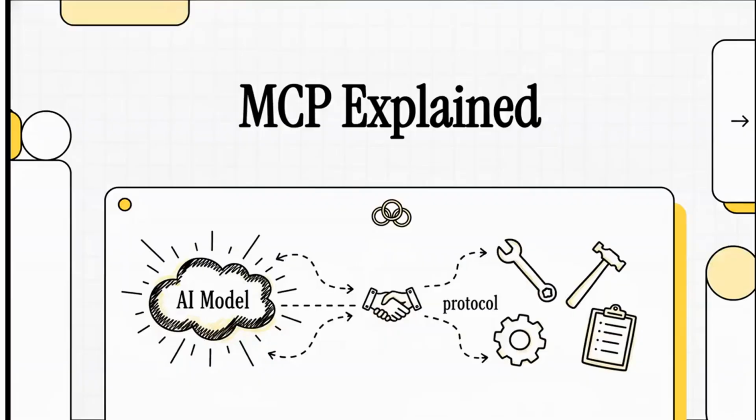All right, let's talk about something that's quietly been changing everything in AI. It's called MCP, the Model Context Protocol. And if you've ever gotten frustrated that your AI is all talk and no action, well, this one's for you. This is the tech that finally gives AI hands.